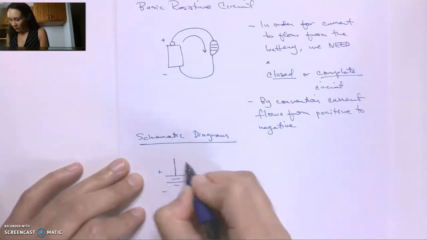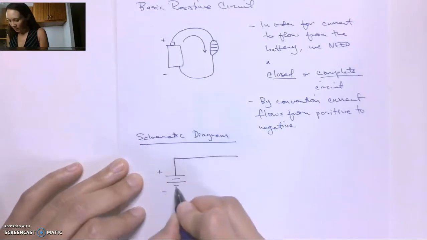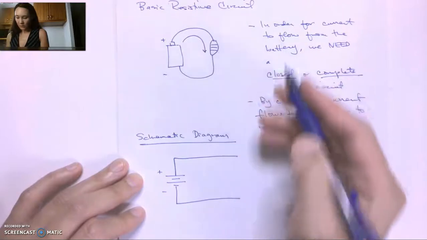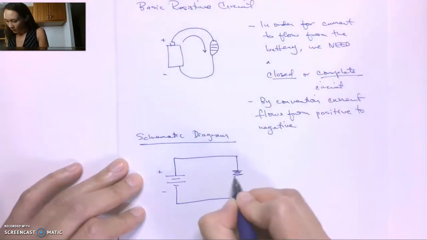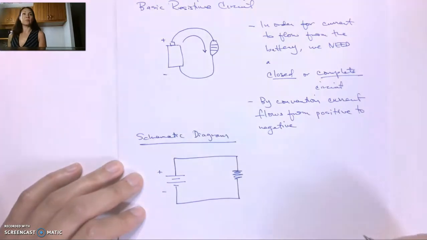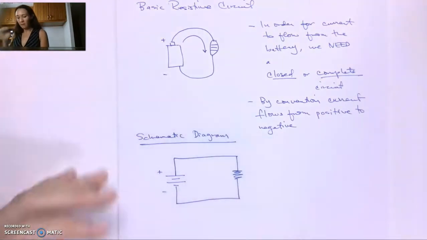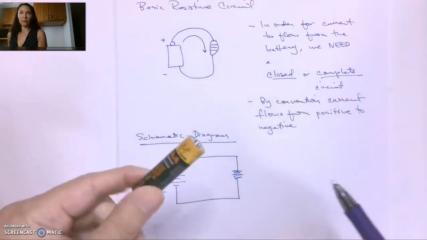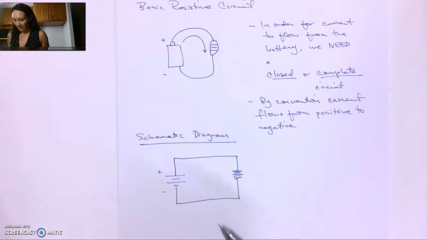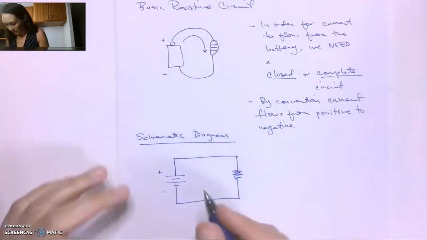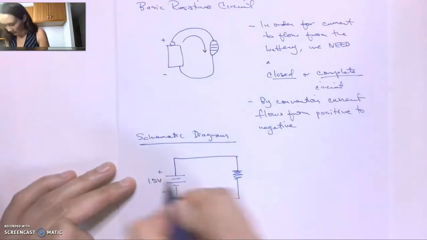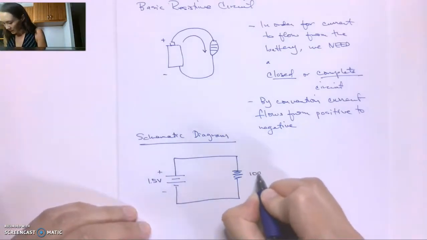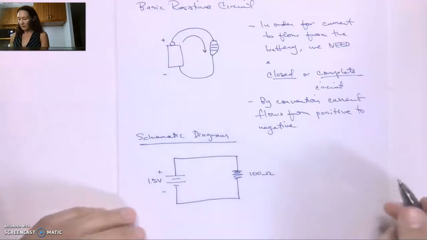And in schematics, we usually have nice straight lines and angular corners like this. And I'm going to replace what the resistor looks like in real life with the symbol for a resistor. Okay, so this is a schematic of our basic resistive circuit. My AA battery that I have here, I walked to 7-Eleven and got this. This is going to supply a maximum of 1.5 volts. The resistor that I have, let's just say that it's a 100 ohm resistor.